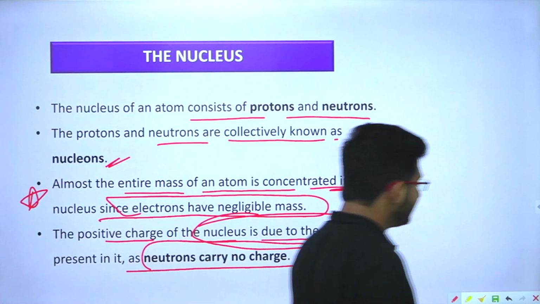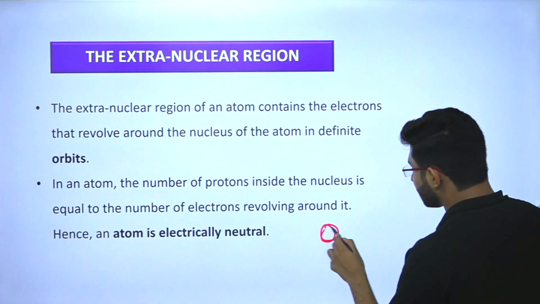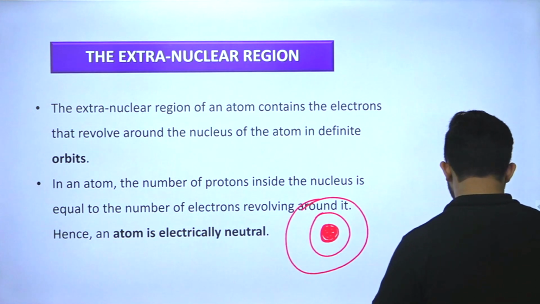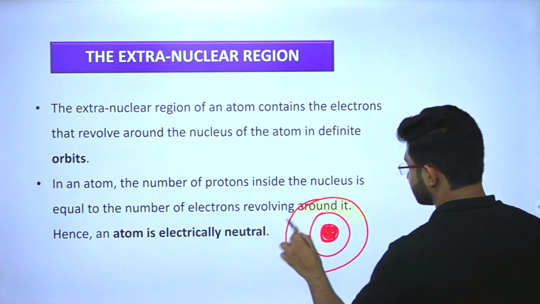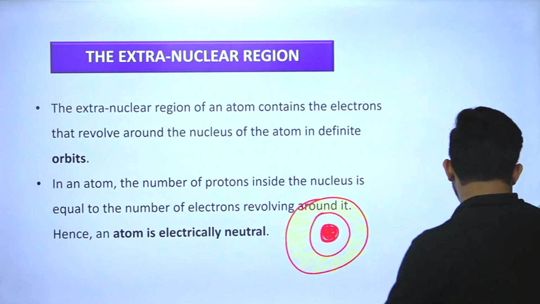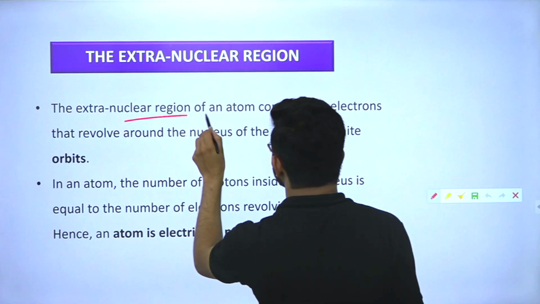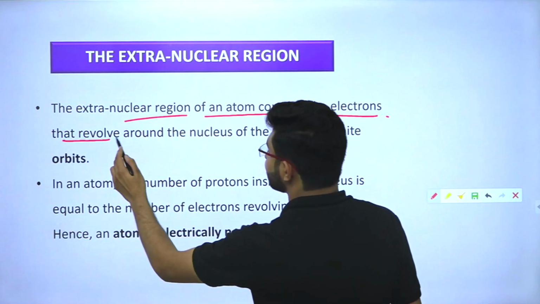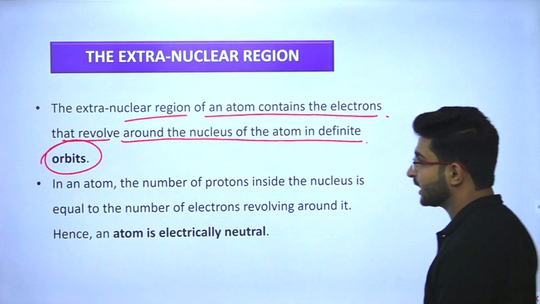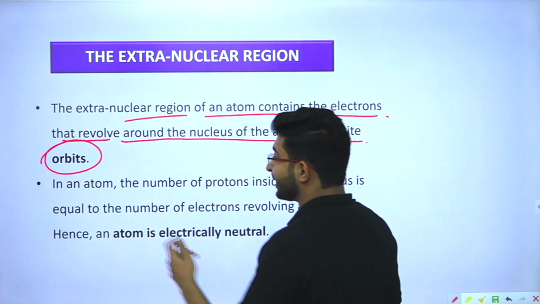Now moving ahead, we have to consider some more points about the extranuclear region, the region which is outside of the nucleus. This particular region, just highlighting it, is known as the extranuclear region. The first point here says the extranuclear region of an atom contains the electrons that revolve around the nucleus of the atom in definite orbits. So the extranuclear region consists of electrons, and they are revolving around the nucleus in particular paths, which are known as orbits.